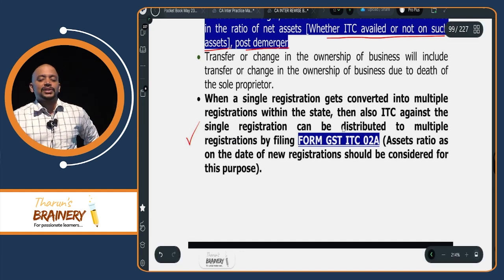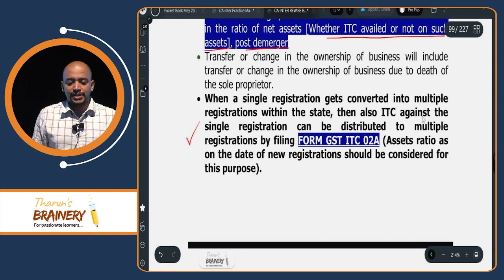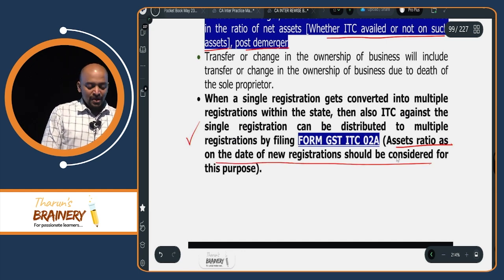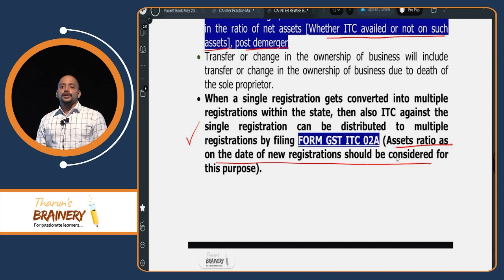Where a single registration gets converted into multiple registrations within the state, then also ITC against a single registration can be distributed to multiple registrations by filing ITC 2A. And we need to take assets ratio on the date of new registration. Now, what are the 3 forms that we have come across so far?